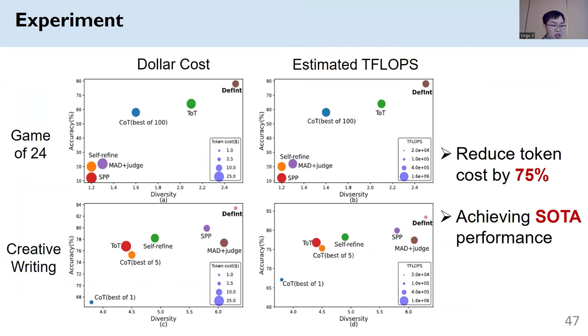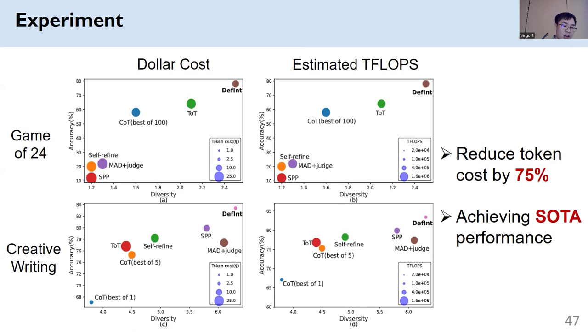This figure better shows the results. The x-axis here is the diversity of the solutions, so higher diversity is better. The y-axis is the accuracy of the solutions, and higher accuracy means better reasoning. The size of the nodes shows the token cost, or the estimated TFLOPs, of the reasoning models.